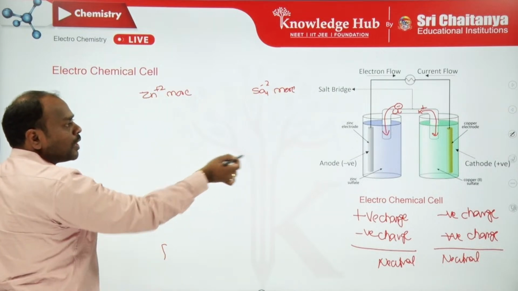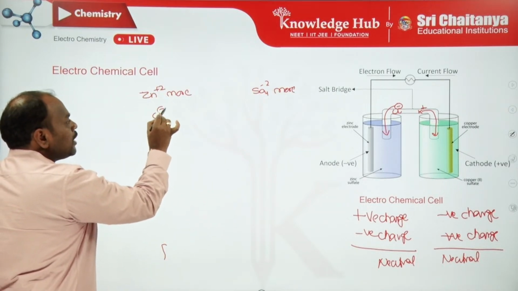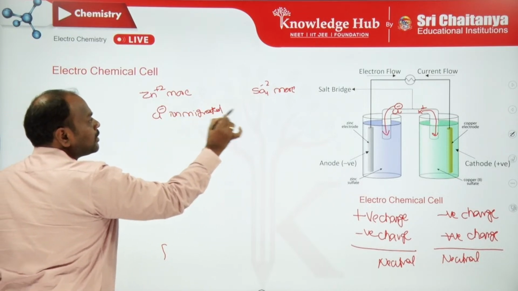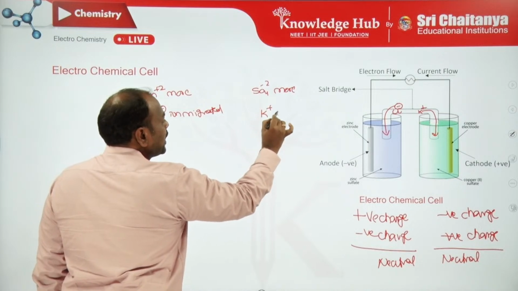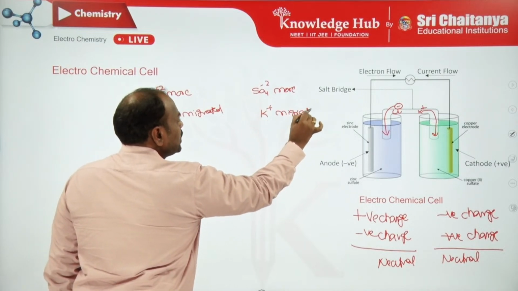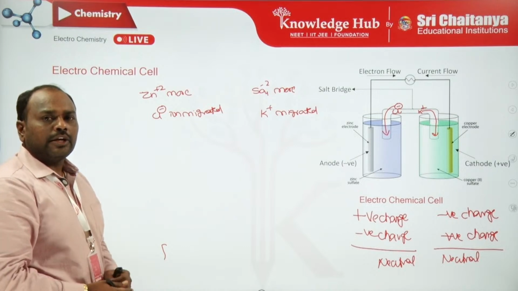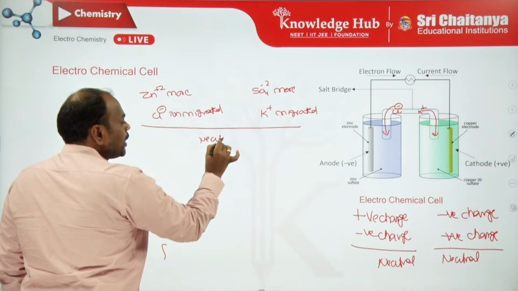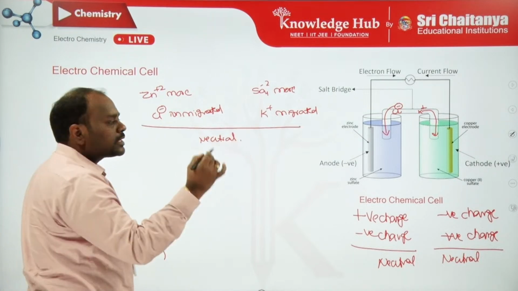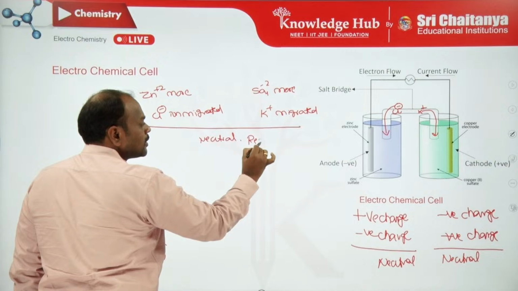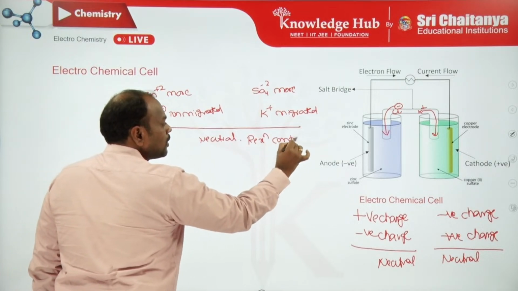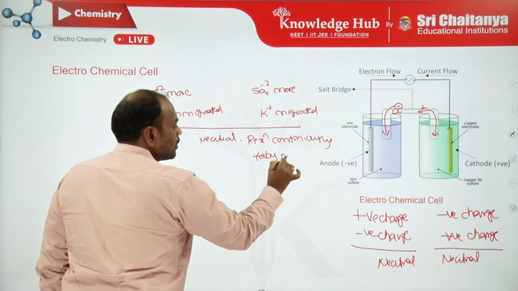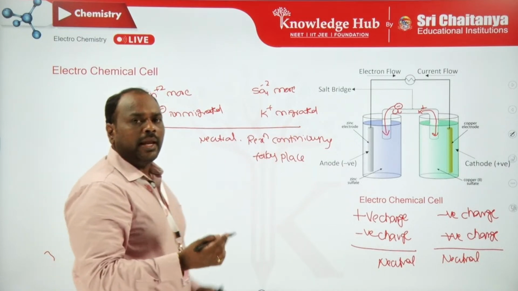So to overcome this, what happened? A salt bridge is used. Cl minus ions are migrated to the left side, and K plus ions are migrated to the right side. Due to this, what happened here? Charges are neutralized, then the reaction became neutral. Reaction became neutral means the reaction continuously takes place.